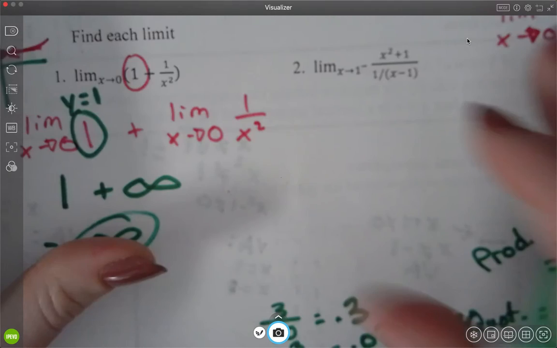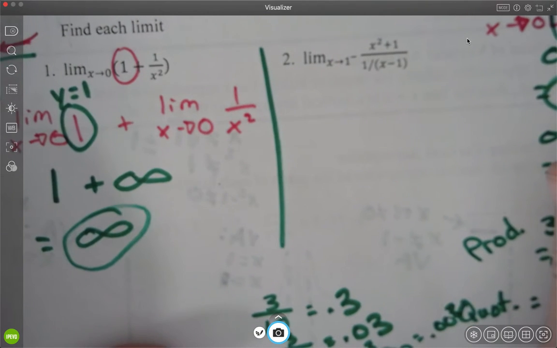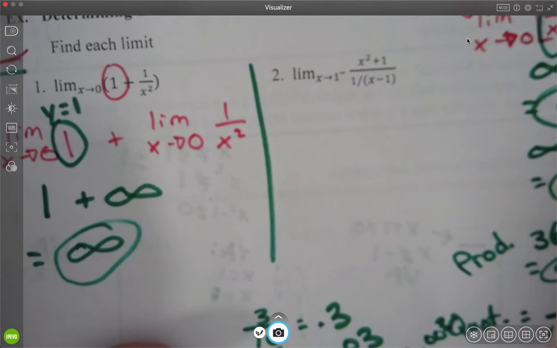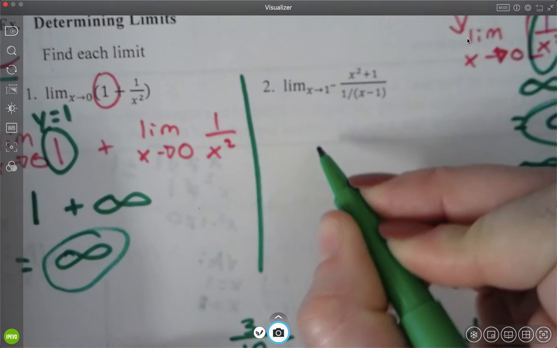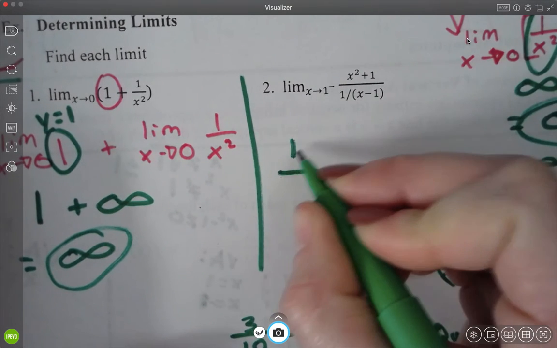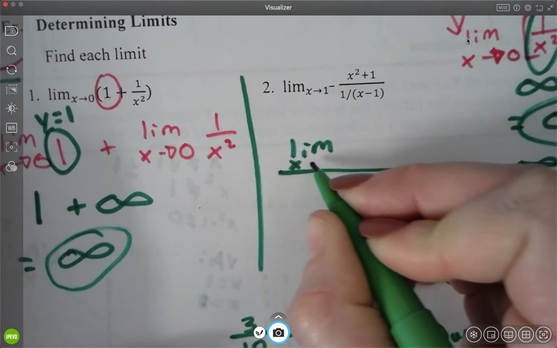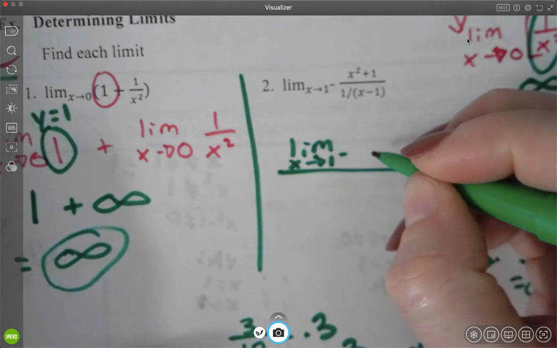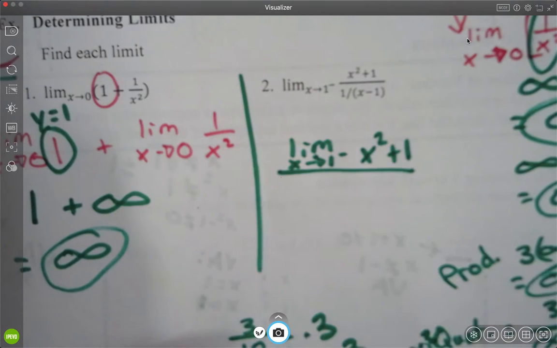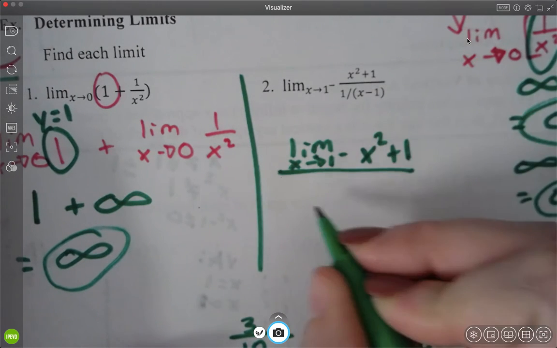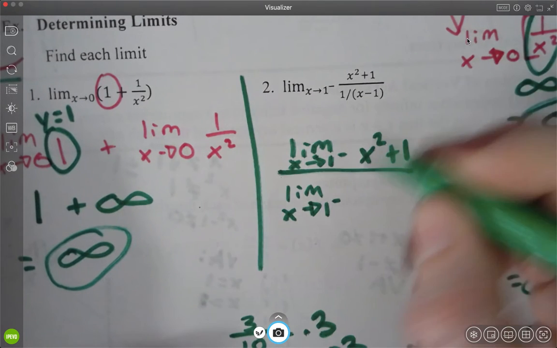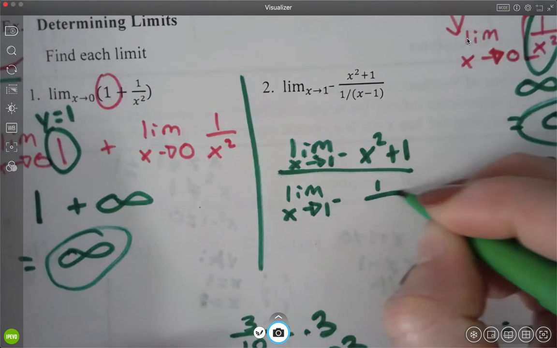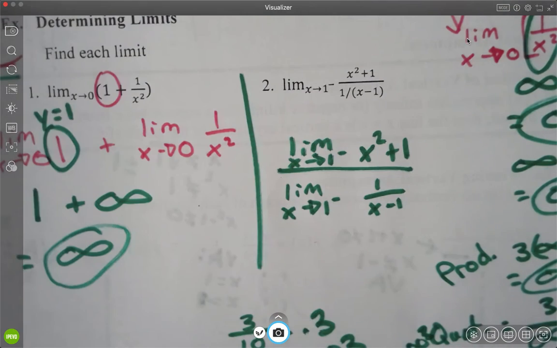So let's do this. Let's do the top. I'm going to break this down into 2 different pieces. Let's do the limit as x approaches 1 minus of x squared plus 1, and let's do the limit as x approaches 1 minus of 1 over x minus 1. This one's a little harder. We're going to work each one, the top and the bottom, individually.